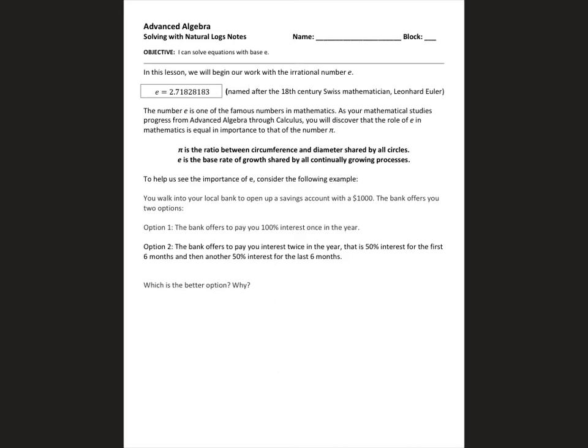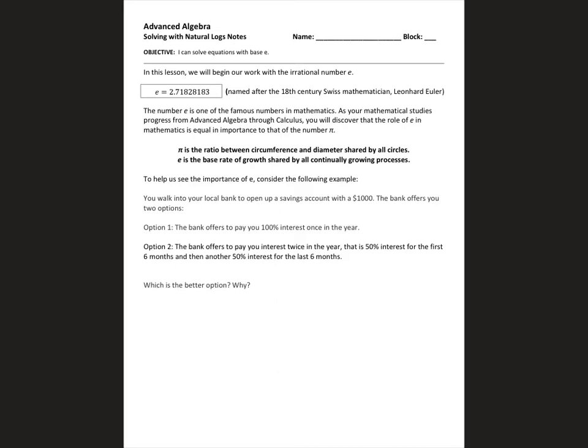Now, you guys know that pi is the ratio between the circumference and the diameter shared by all circles. e is the base rate of growth shared by all continually growing processes. In order to help us see the importance of e, let's go ahead and consider the following example.